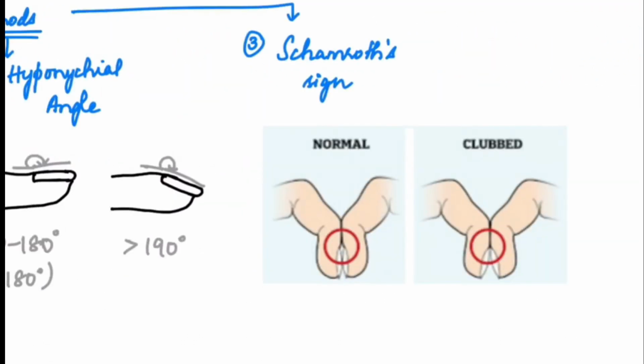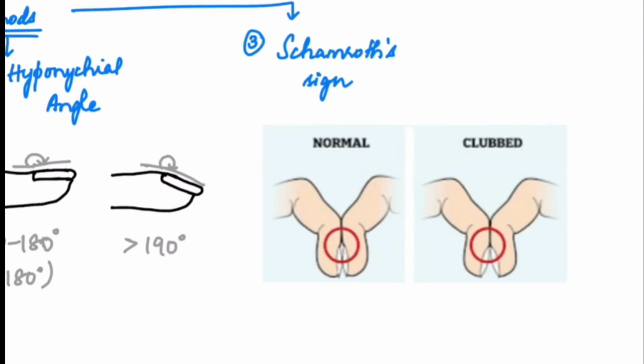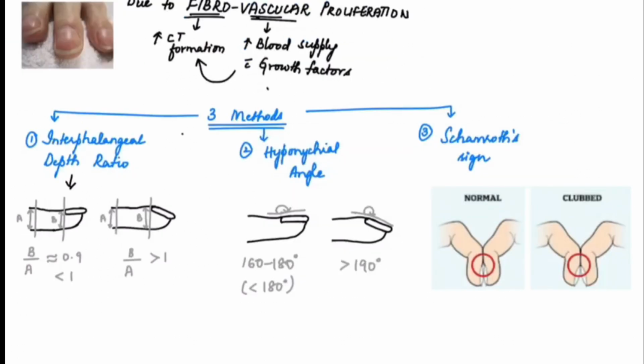And next one is the Shamroth sign. When the distal parts of the fingers are approximated, normally a diamond shaped gap should be present, but in clubbing, because of tissue deposition, that gap is obliterated. So this is the Shamroth sign.